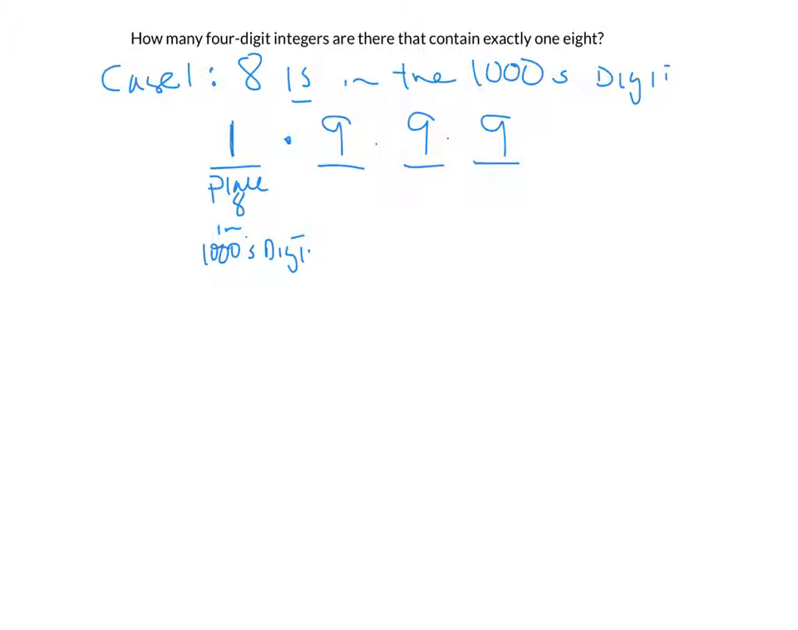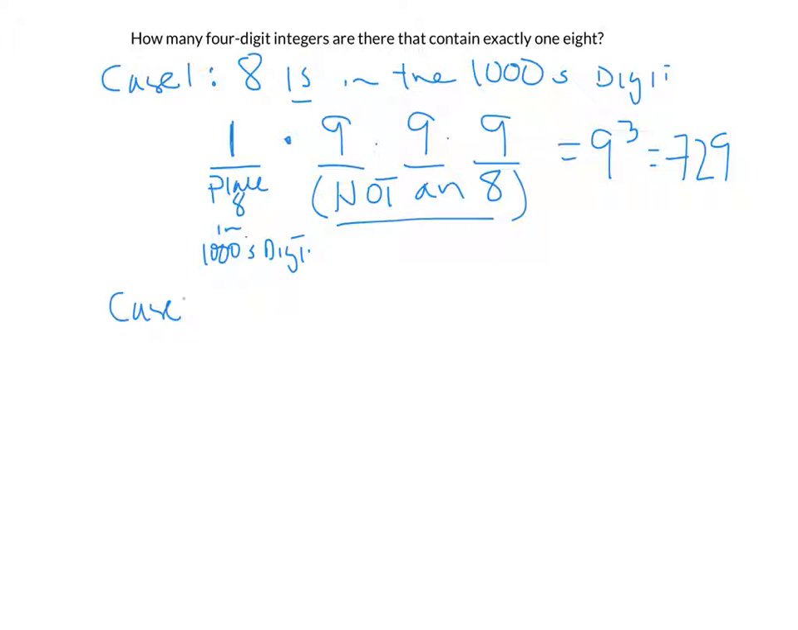So this is going to give us all the different ways we could do it where the 8 is in the thousands digit and every other digit is not an 8. Okay. So that gives us 9 to the third, which is 729. And case 2 then is where the 8 is not in the thousands digit. So the 8 is not in thousands digit.